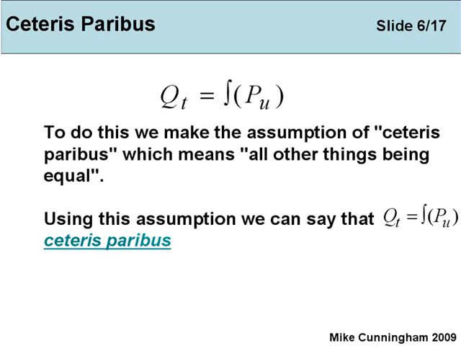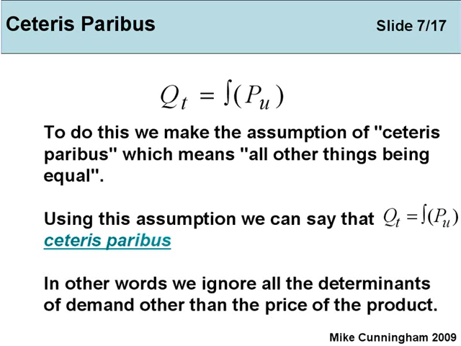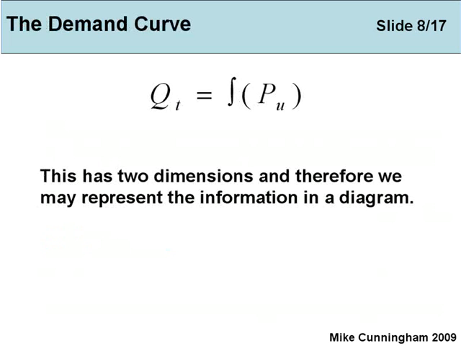Using the assumption, we could say that the quantity demanded per unit of time depends on the price per unit, ceteris paribus. When we write ceteris paribus, we're explicitly recognizing that we're holding things constant. So we're telling the world there are more variables here, but we're simply ignoring them. We've chosen to ignore the determinants of demand other than the price. That's the only thing we are interested in.